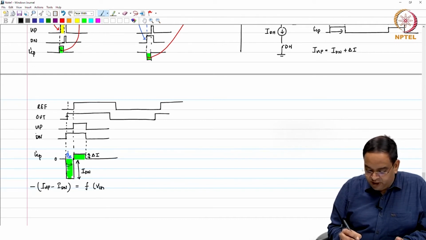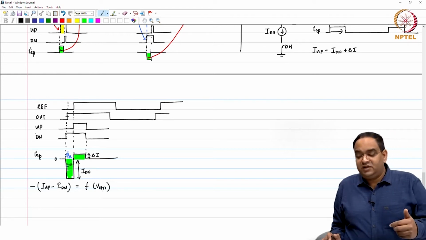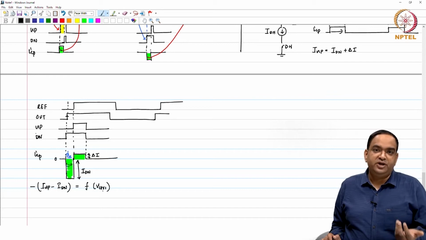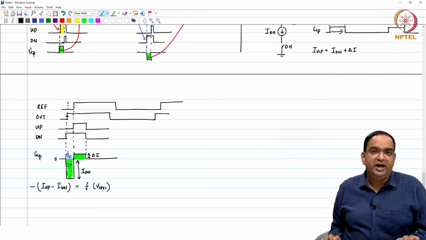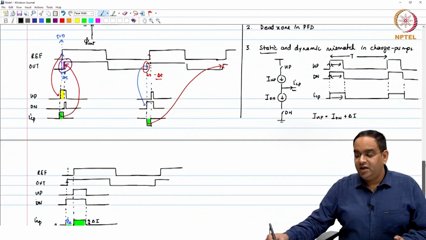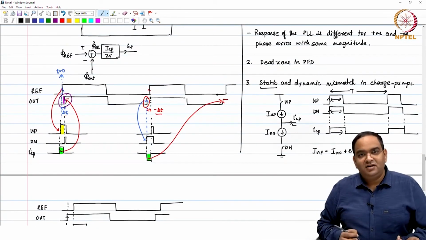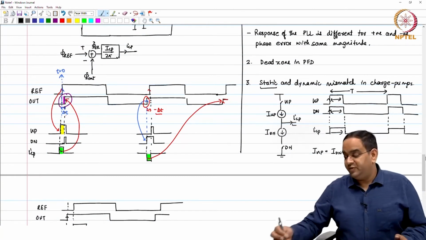Now, this becomes more problematic in the loop gain, right, because if this is a function of the control voltage, then your offset is going to vary depending on the frequency at which you are locking, your gain will also vary, right. So, this is another nonlinearity. When we are going to design these circuits, we will try to take care of these nonlinearities as much as possible. Okay.